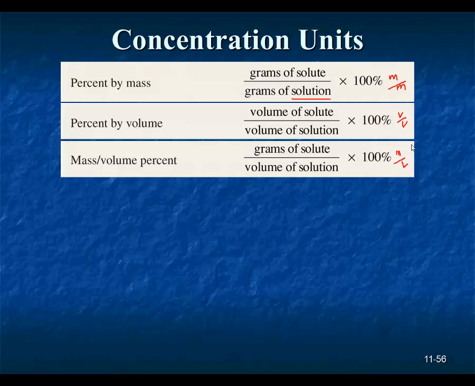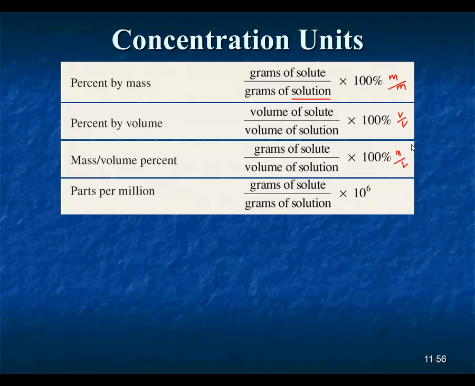Now if I want to look at ppm, ppm is parts per million, and usually this is used when we have very low concentrations. It's often used when we're dealing with pollutants in the environment, in water systems or the air. We can take the grams of the solute divided by the grams of the solution, but you're going to multiply by 1,000,000, 10 to the 6th. That will give you a value in parts per million.